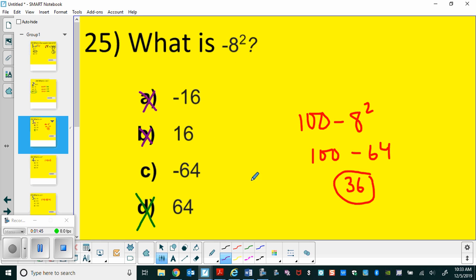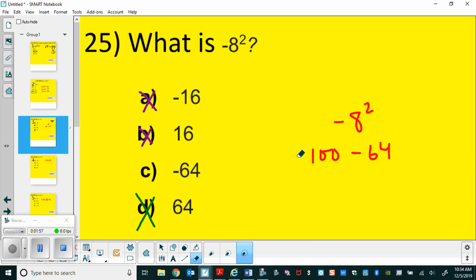That's also wrong. Over here, I have this problem in action, and if you saw 100 minus 8 squared, you'd do 100 minus 64, and you'd go on to get 36. So if the 100 wasn't here, right there you can see that the negative 8 squared would be negative 64 because the negative 8 is not in parentheses. So this one would be C.